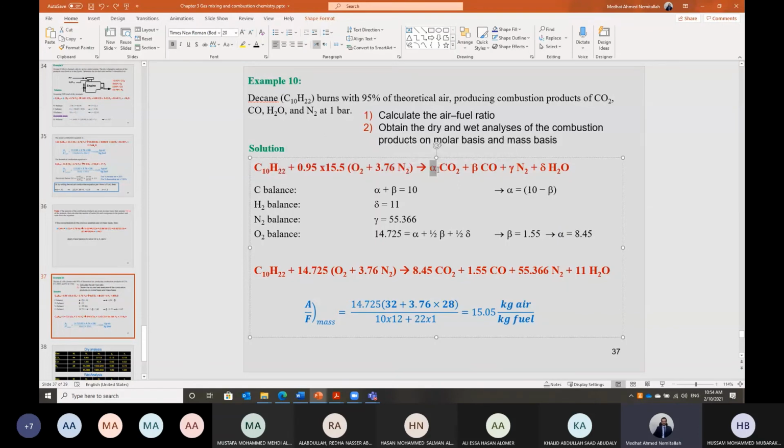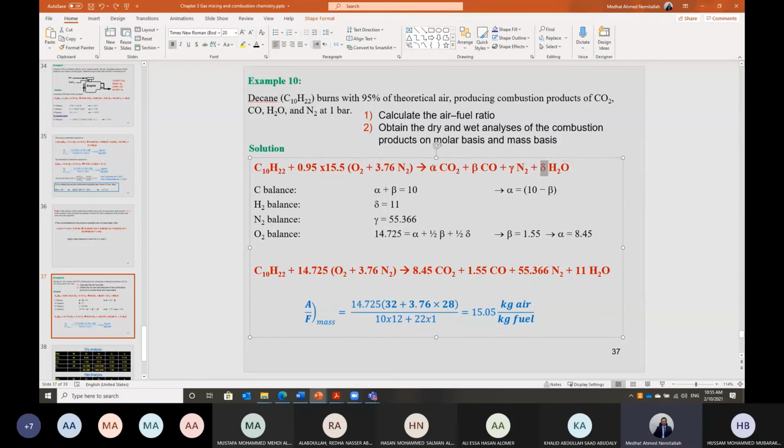In this case, guys, I cannot say we have 10 CO2, because it's incomplete combustion. We have CO2 plus CO. So I will assume we have alpha number of moles of CO2, plus beta of CO, plus gamma N2. N2 is an inert gas, so you can write it down here. Gamma will equal 0.95 multiplied by 15.5 multiplied by 3.76. Here it is. So this is gamma, it will be 55.36, plus delta H2O.